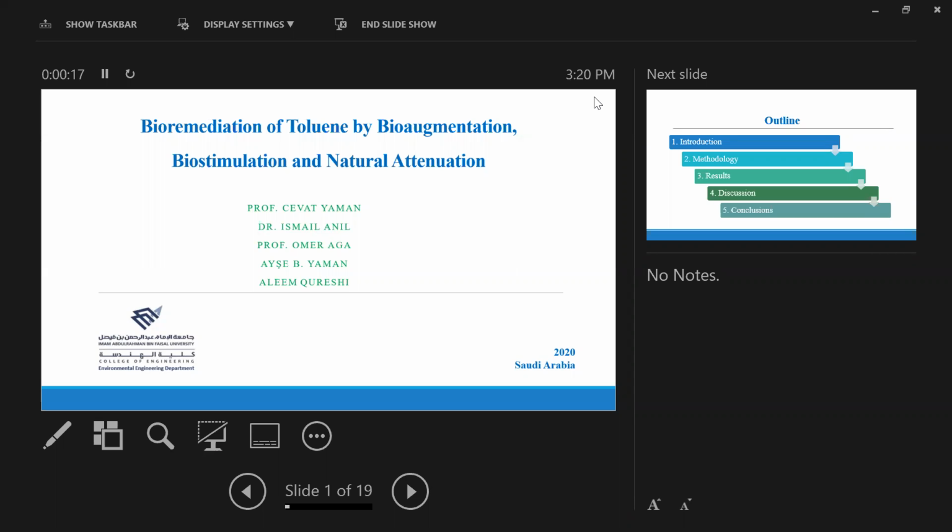I will be presenting bioremediation of toluene by bioaugmentation, biostimulation, and natural attenuation. That's the title of our presentation. And my colleagues are Dr. Ismail, Anil, Professor Omer, Ayse Yaman, and Aleem Qureshi.